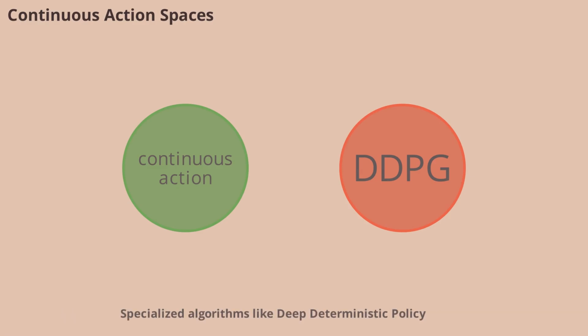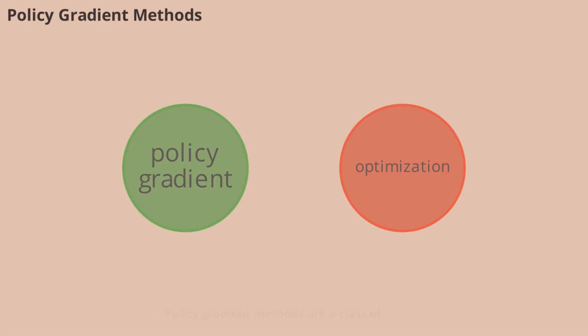Specialized algorithms like Deep Deterministic Policy Gradient (DDPG) are used for these cases. Policy gradient methods are a class of RL algorithms that directly optimize the policy. Instead of learning value functions, they adjust the policy parameters to maximize expected rewards. These methods are especially useful for problems with large or continuous action spaces.